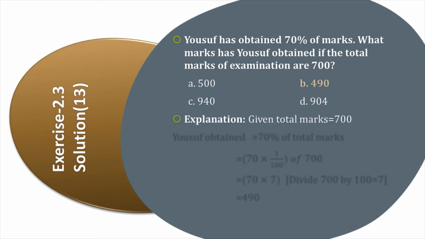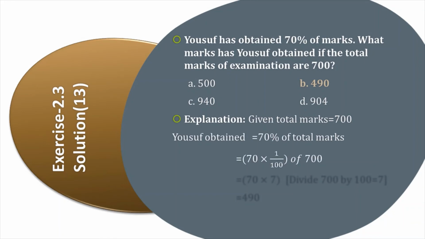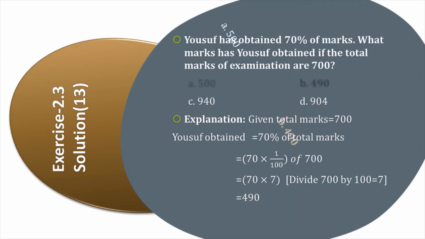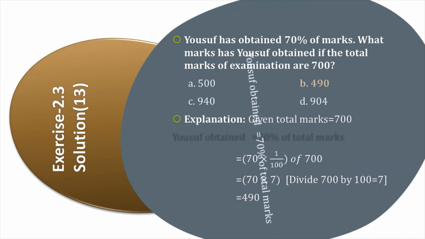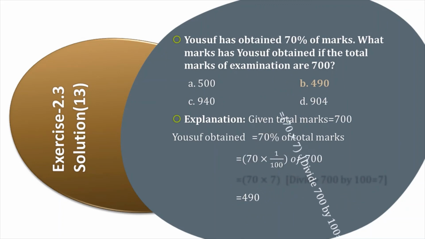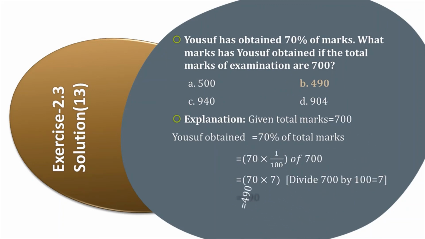Given total marks equals 700, Yusuf obtained 70% of total marks. So 70 multiplied by 1 divided by 100, instead of percentage we can write. So if we reduce, 700 divided by 100, we get 7. So 70 multiplied by 7 would be 490. That is our desired answer. So my dear students, this is question 13 and the answer is 490. From the explanation you can understand how we get this 490.